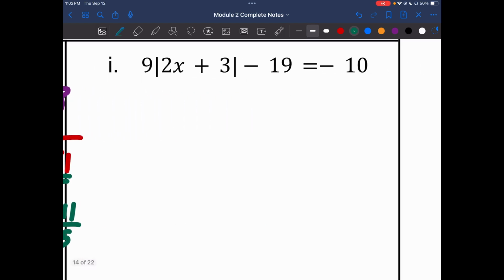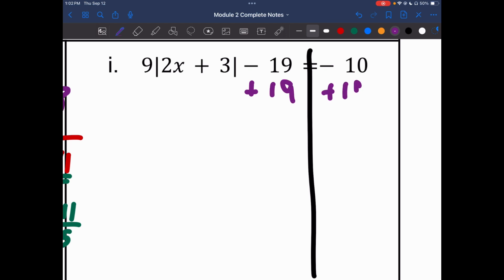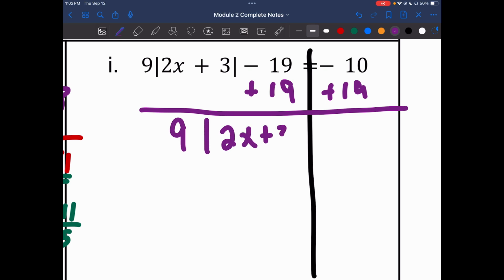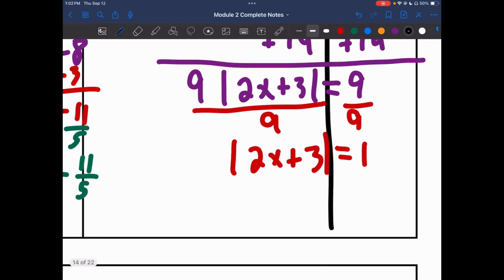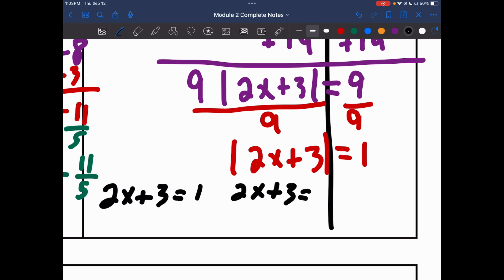And letter I. Again, we're going to have to work this one in order to get it isolated. So we're going to add 19 to both sides. And we get 9 times the absolute value of 2x plus 3 equals a positive 9. And then we divide both sides by 9. And we get the absolute value of 2x plus 3 equals 1. And now we're going to break this apart because now our absolute value is isolated. So we have 2x plus 3 equals 1. 2x plus 3 equals negative 1.